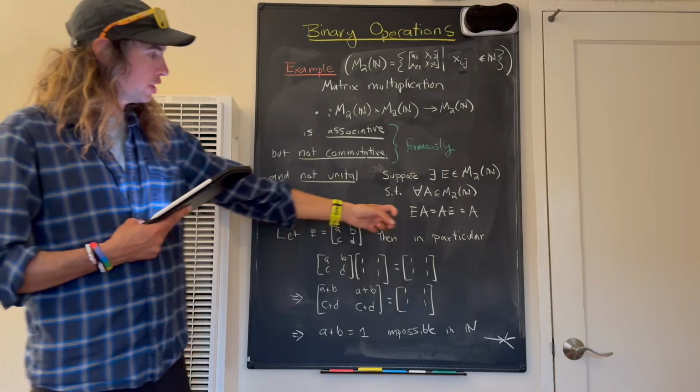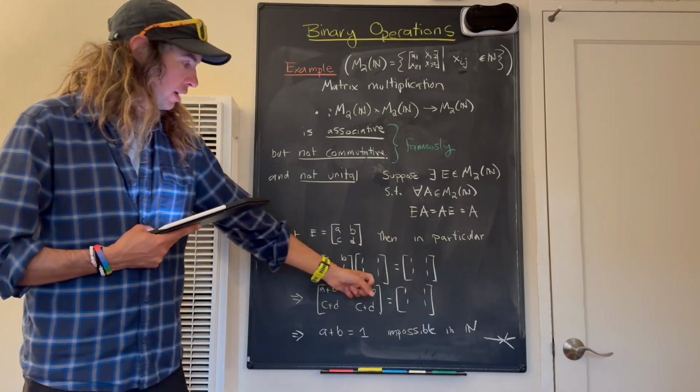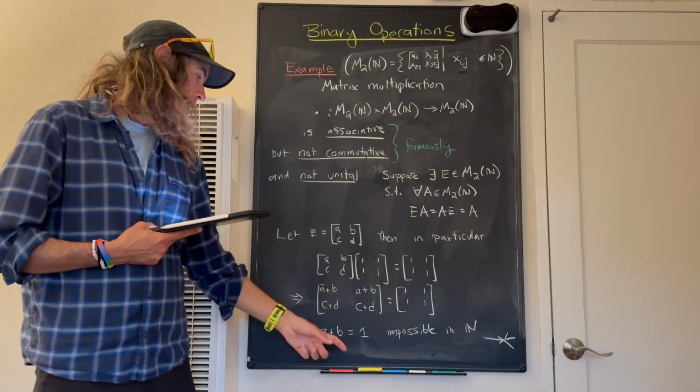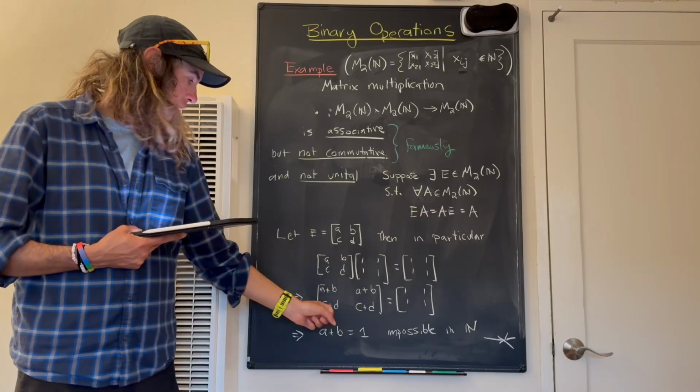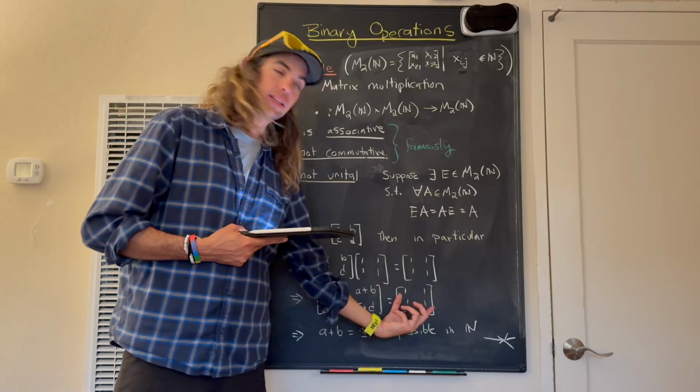So in particular, if I just take A to be the matrix of all ones, then I must have E times A is A. So let's just do this matrix product. That gives me a plus b, c plus d, a plus b, and c plus d. And that must be equal to this matrix.